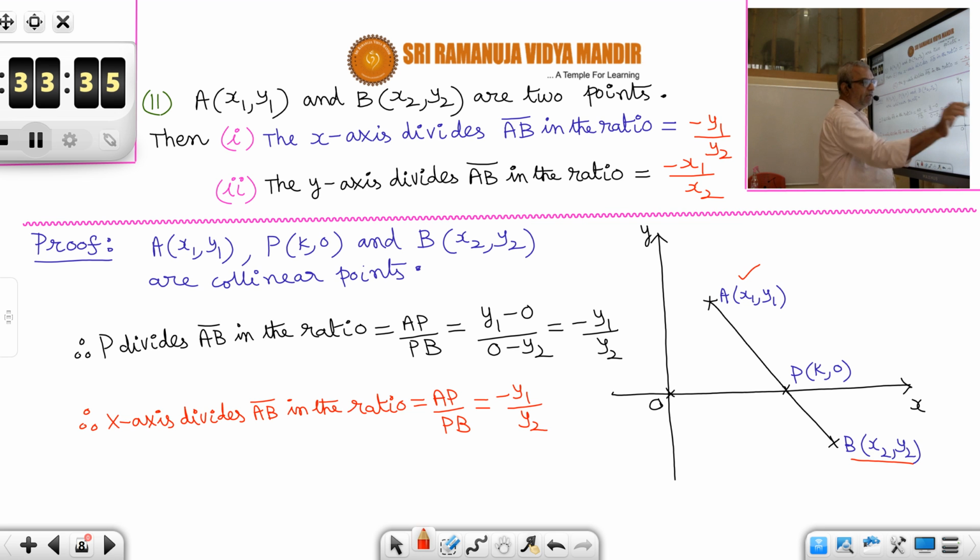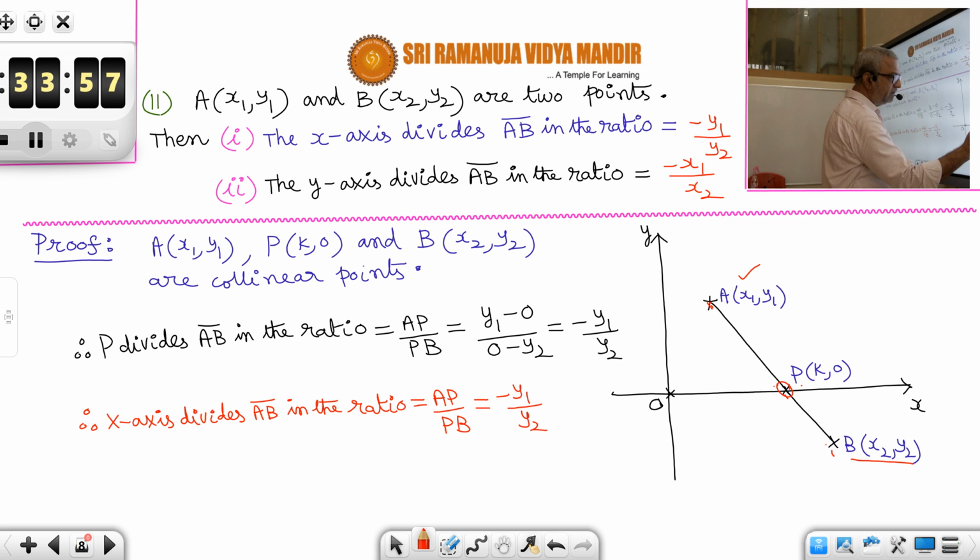See, the x-axis is going in between them, is it not? So the x-axis is doing what? It is cutting the line segment AB at the point P. That means it is dividing the line segment AB into 2 parts. First part is AP, second part is PB. We want to find this ratio AP is to PB.